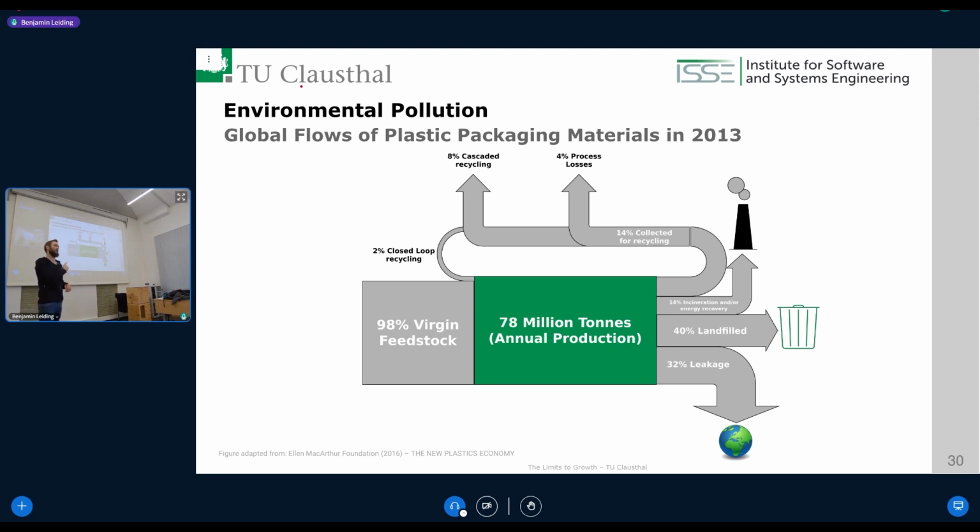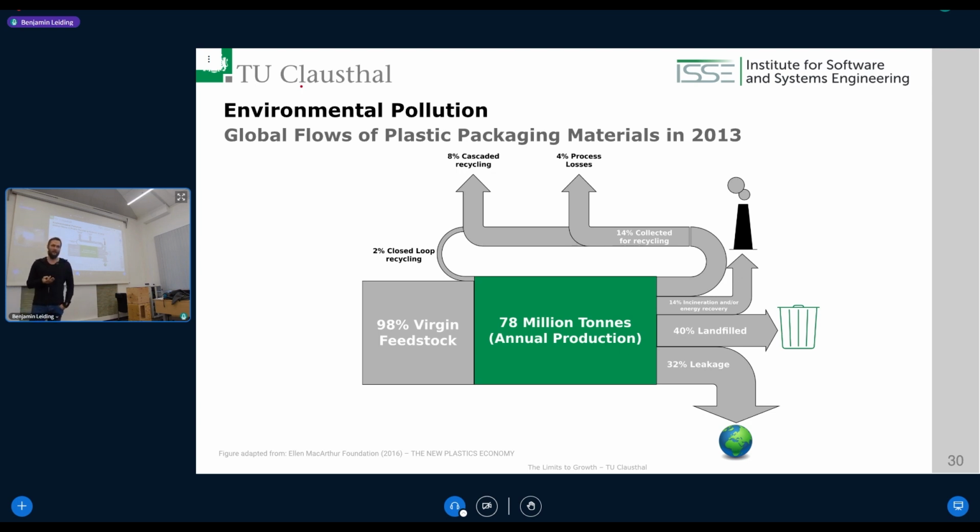One third, just straight pollution. Another 40% go on landfills without being used any further. In other words, environmental pollution. Next, we have 14%, which are incinerated for energy use. Or in other words, also environmental pollution. And then we have 14% remaining, which are collected for recycling purposes. Out of those, another 4% are lost in processing. And then we have 8% going into so-called cascaded recycling and 2% going into closed loop recycling.